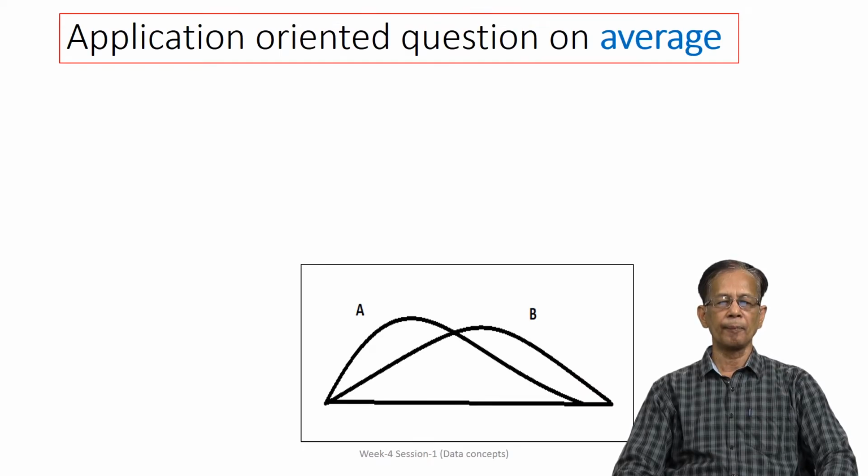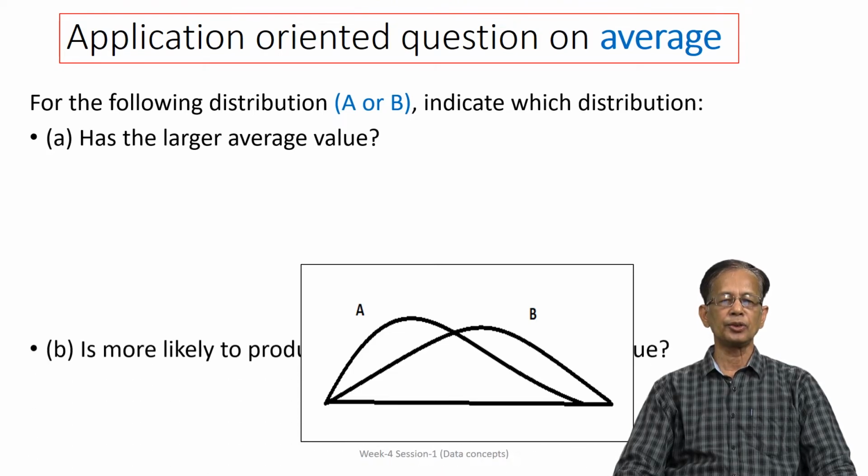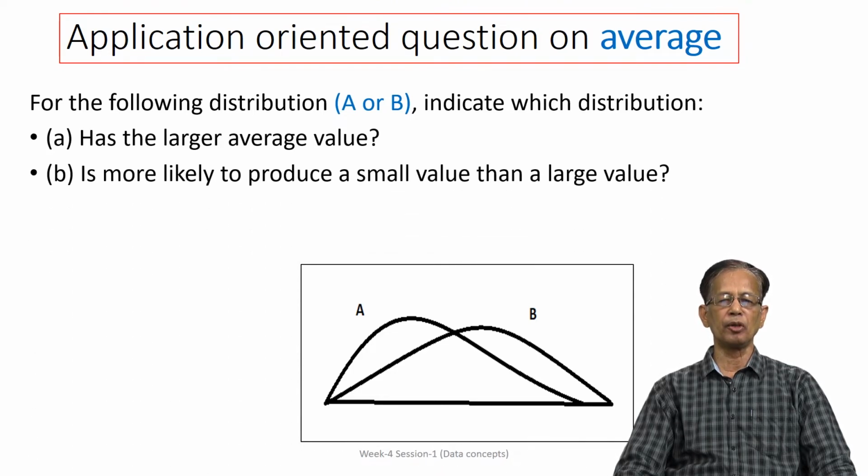Please check this graph. This frequency curve is based on the frequency table, and we have two distributions. If I ask you to compare distribution A versus distribution B, which has possibly a larger value, A or B? If you check, B has a peak towards the right-hand side, so the answer should be B. Now the next question: which is more likely to produce a small value than a large value? I think you can answer A.